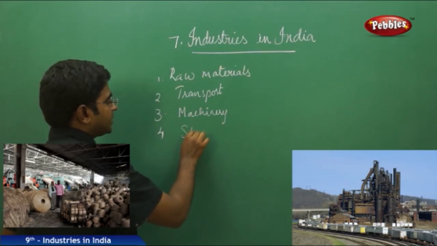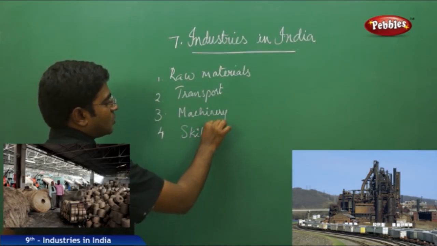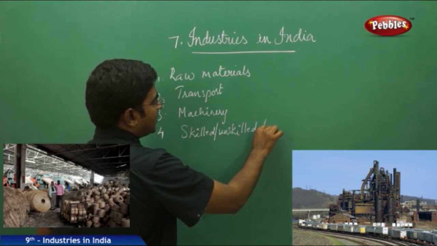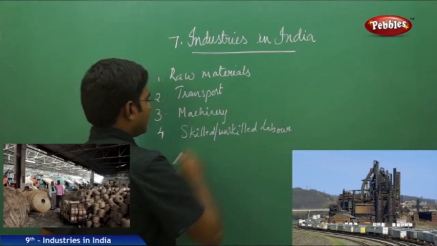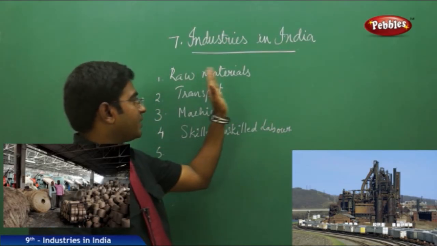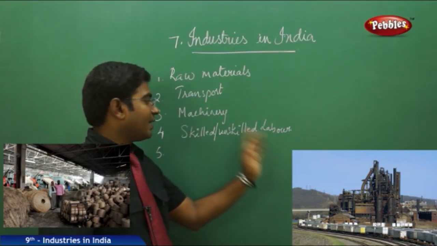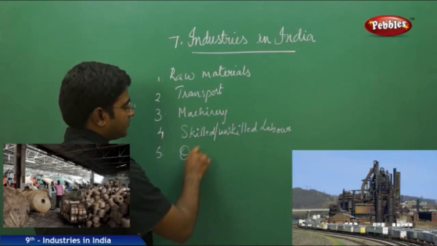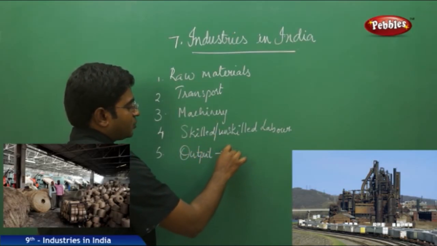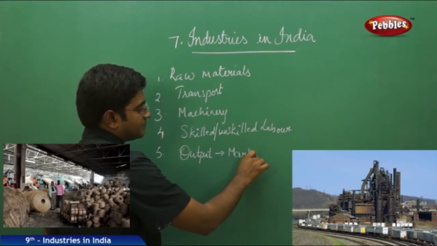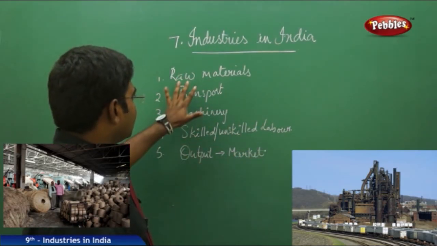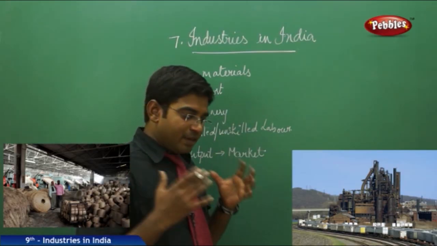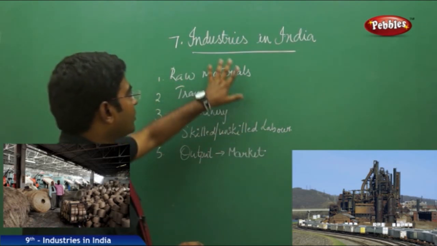Then again we need skilled persons or people to work and convert them. That is known as skilled or unskilled labor. So after these raw materials, transportation, machinery and the skilled and unskilled labor, we have the final people who design the things and get the output. This output will reach the market. So the raw materials, transport, machinery, skilled and unskilled labor, output: these are the main factors for any person to find out about industries.